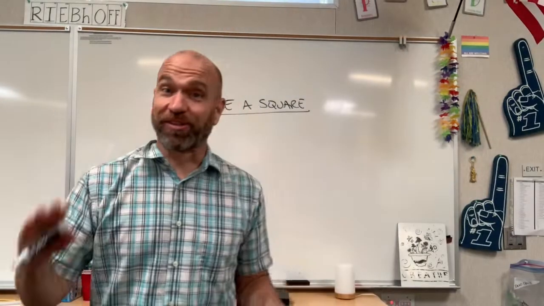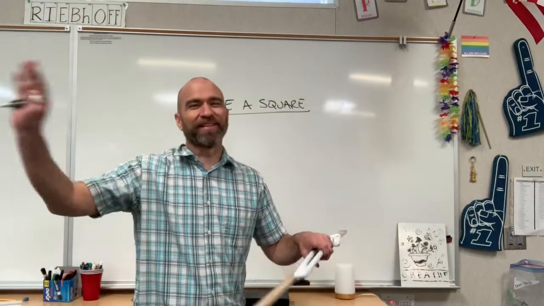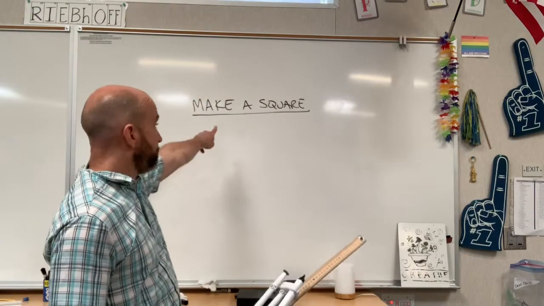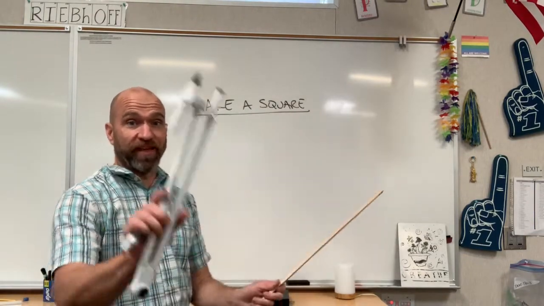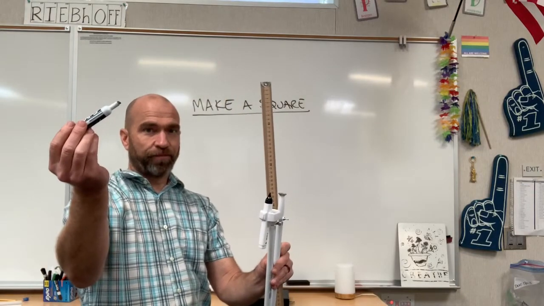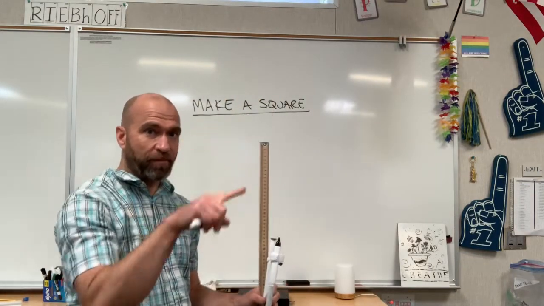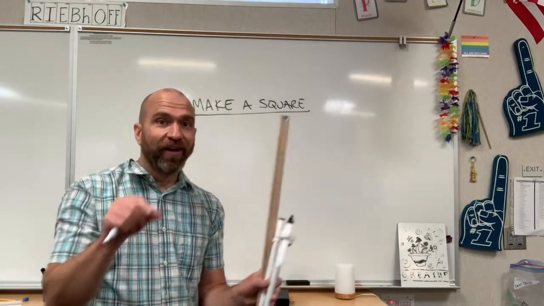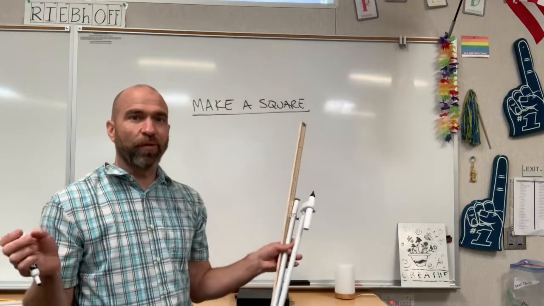All right, here we go. This is the big challenge of the day. There's a couple things to do after this and they're fine, but this is the big one. Make a square using this and this and this. You can't use a piece of paper that has a right angle. You can't use this right angle here, right? We've got to construct it with what we know.